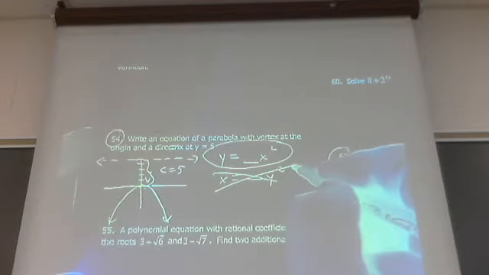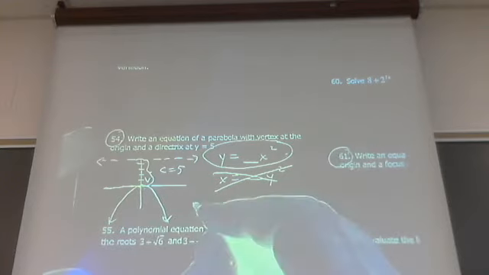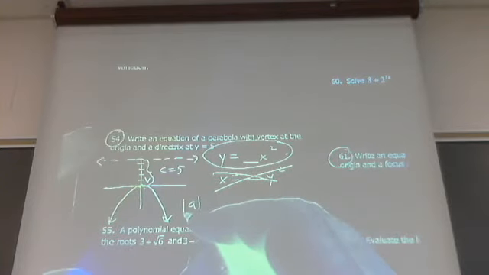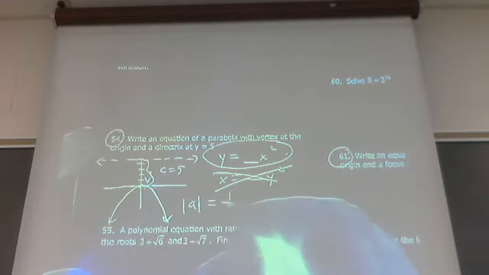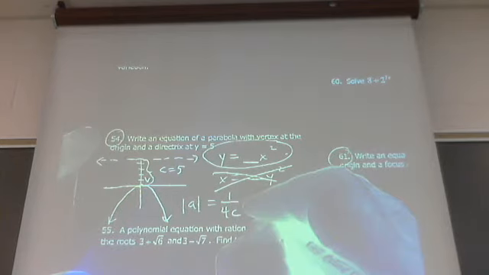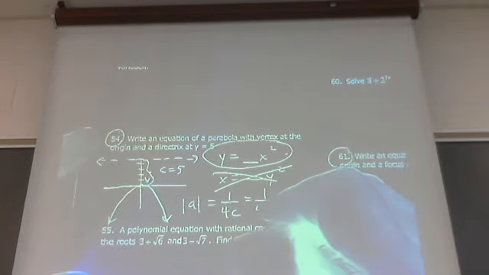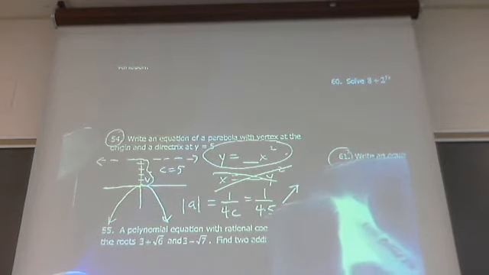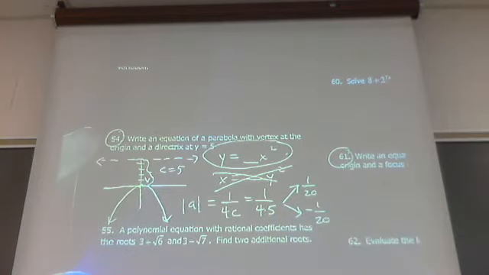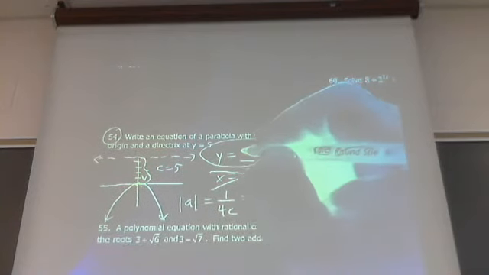All right, now, 5x squared. We know the absolute value of a is equal to 1 over 4 times c. Therefore, a is either going to be 1 over 20 or negative 1 over 20. One of those two. The picture tells you which one. Negative 1 over 20. That's true.